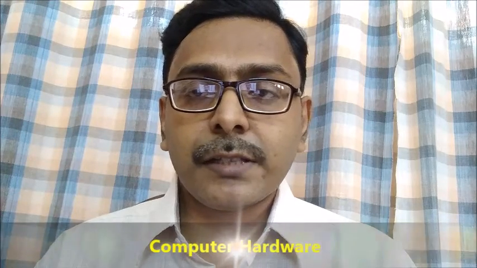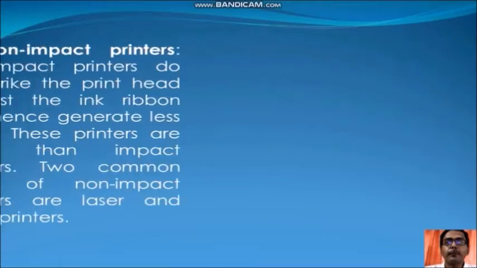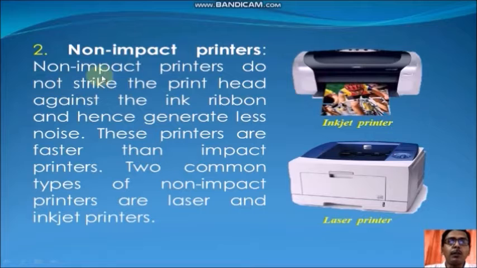Today we are going to continue with the second part, or the second session, of chapter number 1, that is computer hardware. Non-impact printers. Non-impact printers do not strike the print head against the ink ribbon. So there is no print head which strikes directly on the paper. Instead of that, the liquid ink is sprinkled over the paper. Okay, so they create high quality printing.